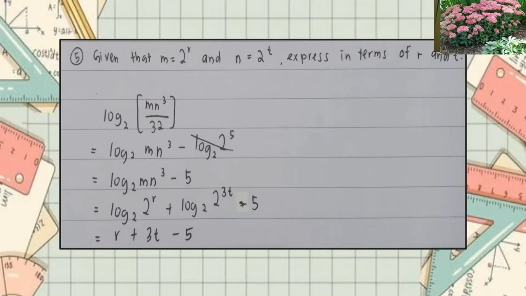Log 2 to becomes 1. And then log 2m equal to 2 power of r plus log 2 to power of the 3t minus 5. So we get r plus 3t minus 5.